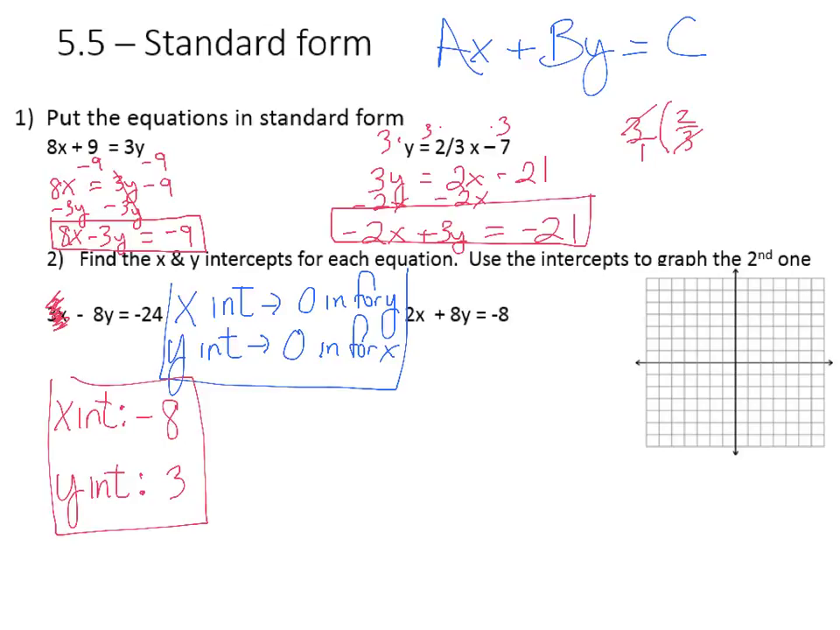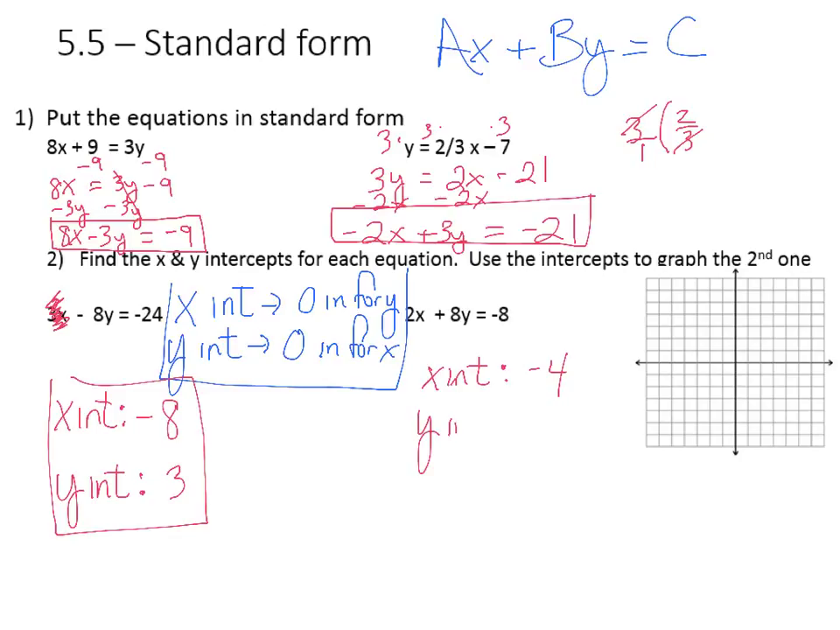And this time we're going to graph it when we're done. The x-intercept over here. You plug 0 in for y. What do you think x needs to be? Negative 4.